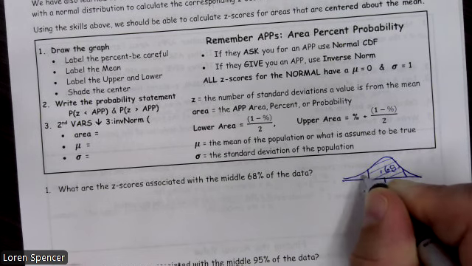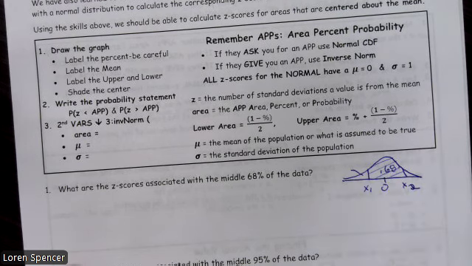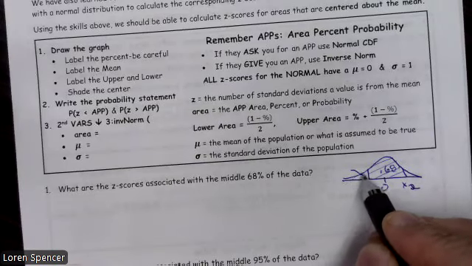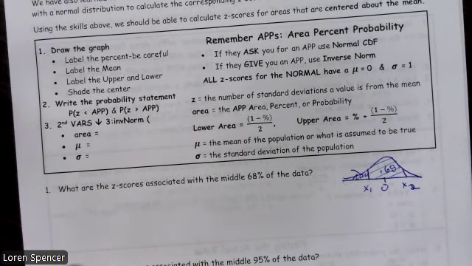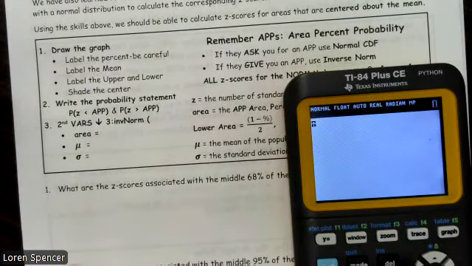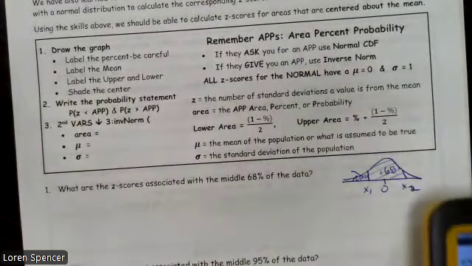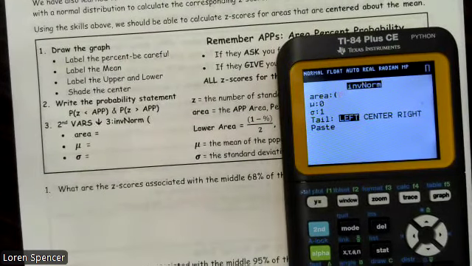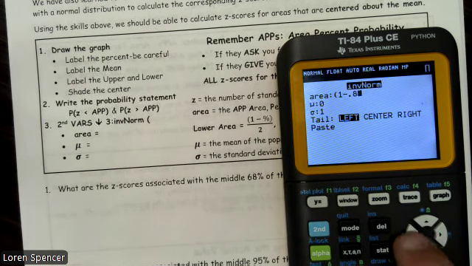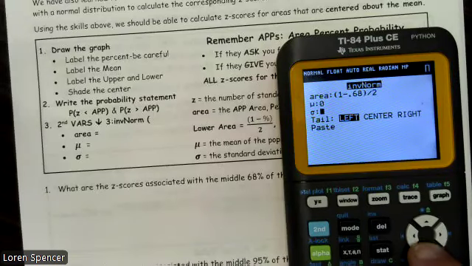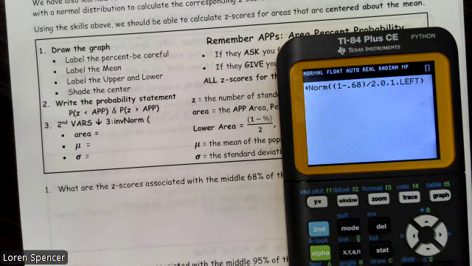Now, I'm going to do this the hard way once, but only once. The hard way is I'm going to do an inverse norm and find this area coming from the left. So second vars, inverse norm, area, that's going to be 1 minus 0.68, close parenthesis, divided by 2. All z-scores have a mean of 0, standard deviation of 1. I want the left-hand side.